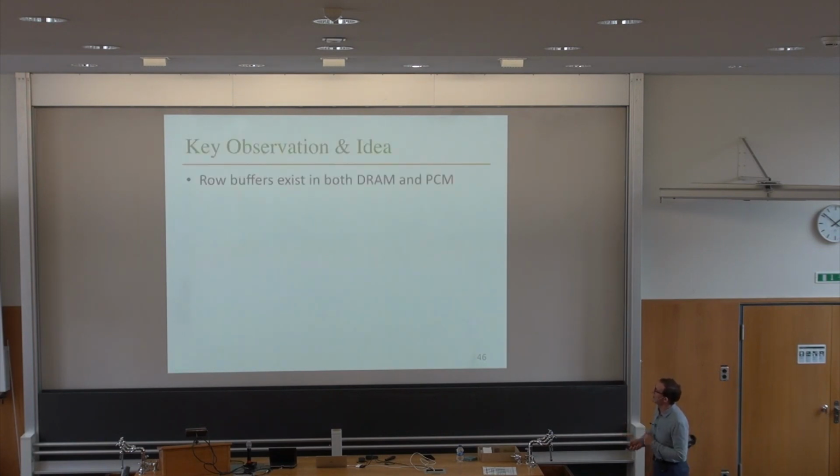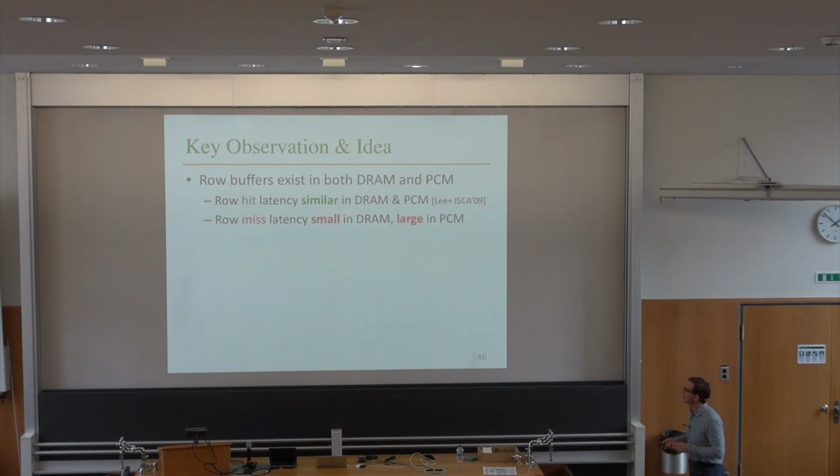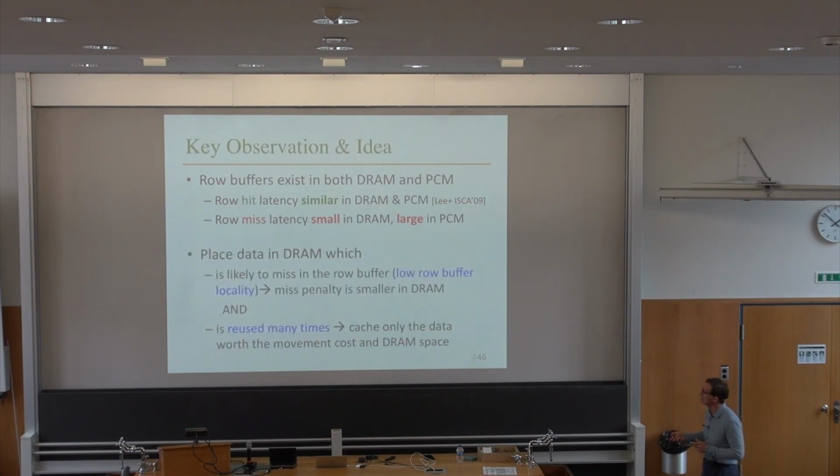Okay, so this is the key observation. Basically, the key observation is that row buffers exist in both DRAM and PCM. As a result, row hit latency is similar in DRAM and PCM, and row miss latency is small in DRAM, whereas it's large in PCM, because the array access latency is much larger because of the technology in PCM.